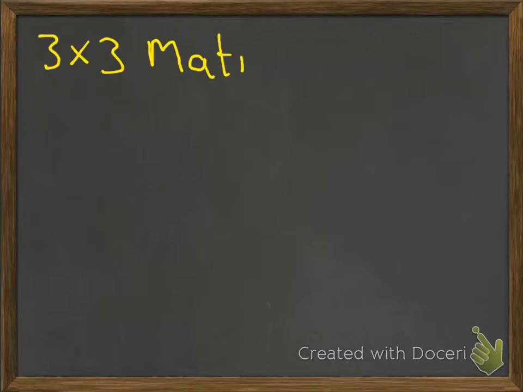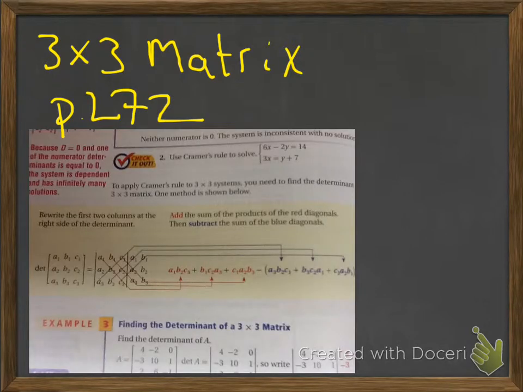A 3x3 matrix has a slightly different rule, and on page 272 they give you a graphic that shows how you would get the determinant of a 3x3 matrix. In actuality, the graphic looks harder than it really is, so don't worry too much. Let's walk through an example, and don't worry about copying this. It's on page 272. I think going through an example would be better.